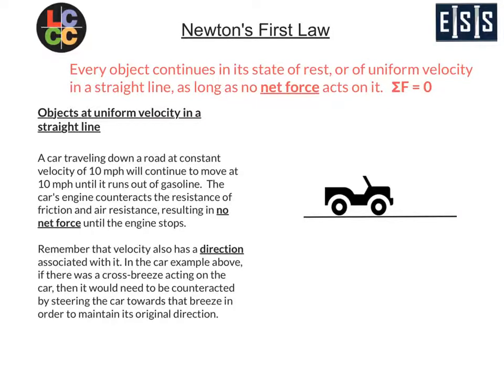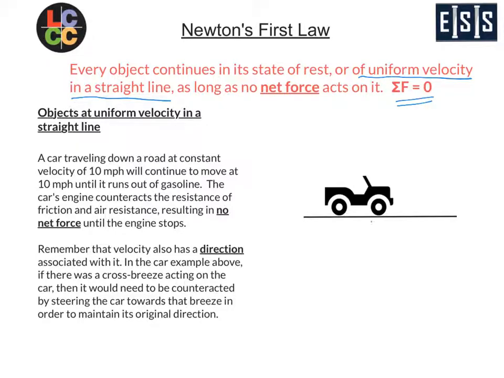Let's now look at the second part of Newton's first law, and that's where we're traveling at a uniform velocity in a straight line. And so I use here as an example a car traveling on a road. And as I say here in the text, let's say we're moving at a constant velocity of 10 miles per hour. So that's that uniform velocity. We're going in a straight line at 10 miles per hour. In order for the car to do that, the overall forces acting on that car must equal 0.